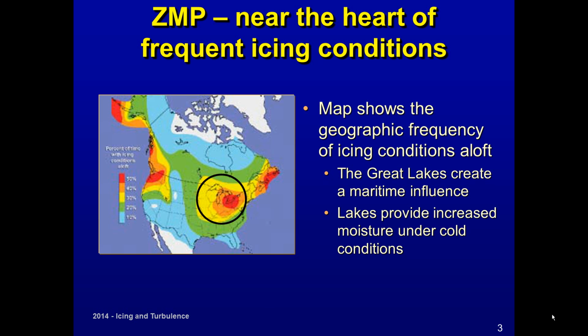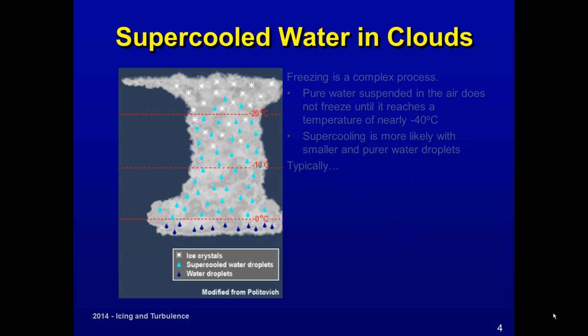This is an important topic for discussion with Minneapolis controllers because of our area's proximity to frequent icing conditions. Here's a map that shows the geographic frequency of icing conditions across North America. The Great Lakes create a maritime influence. The lakes provide increased moisture under cold conditions, which can lead to an increased frequency of aircraft icing.